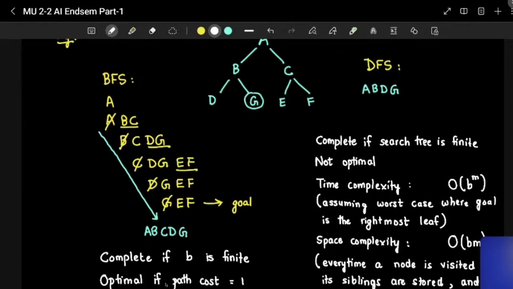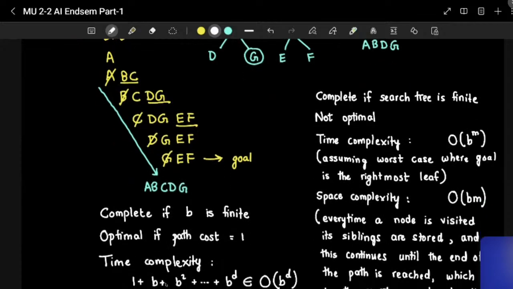DFS. The thing about DFS is it will keep going down and down. If this path has an infinite number of nodes, if it keeps going down, it will never reach this solution. That means DFS will not be complete. For DFS to be complete, the tree should be finite. It should not keep going down. So DFS is complete only if the search tree is finite.